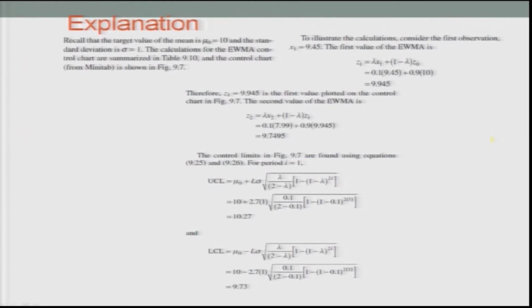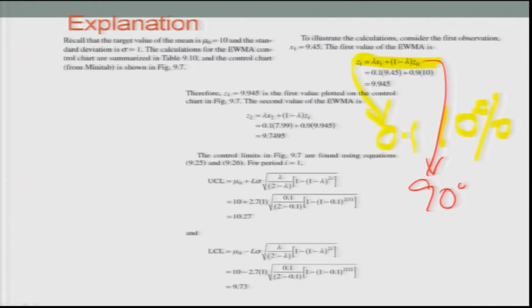The calculation of the exponential moving average control charts is summarized. To illustrate the calculations, consider the first observation where x1 is equal to 9.45. Here lambda is equal to 0.1, which means you are giving about 10% weightage to it, and to Z naught, which is the previous value, you are giving a weightage of 90%. Based on that, Z1 comes out to be 9.945.